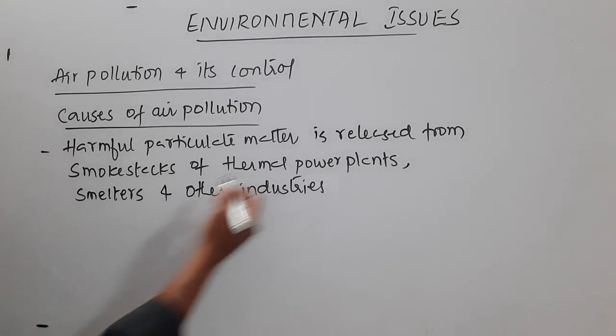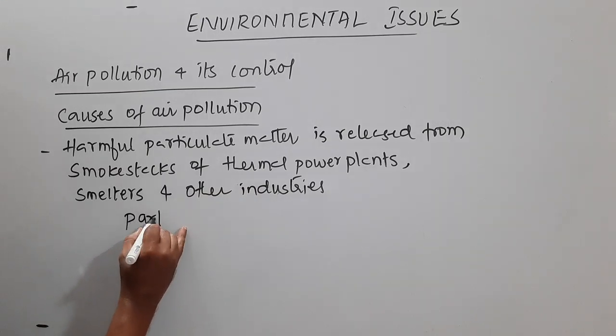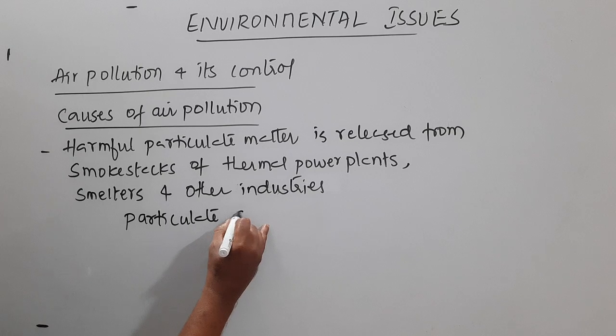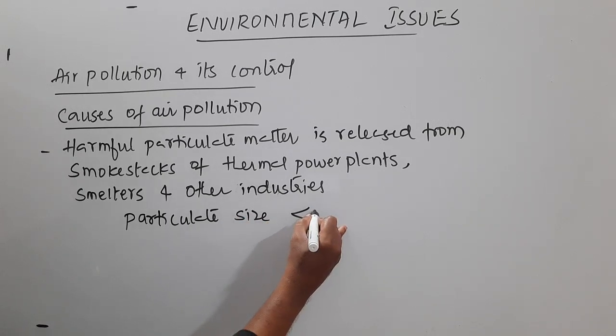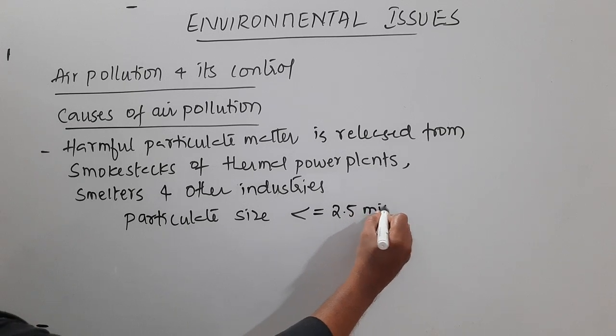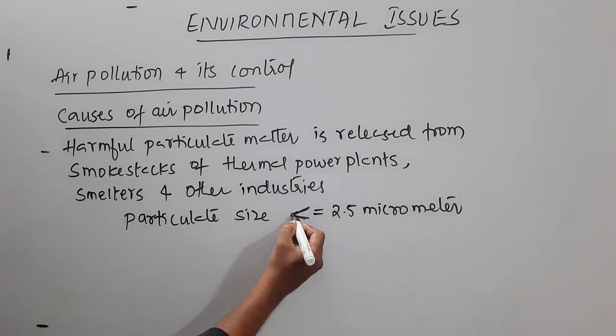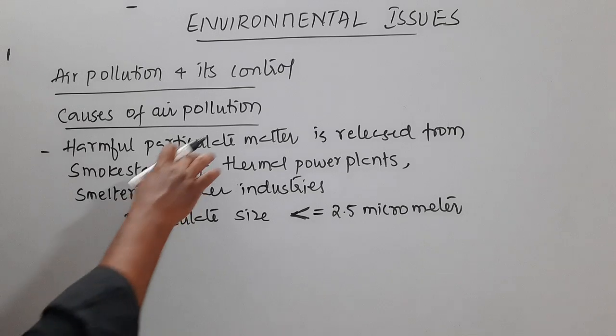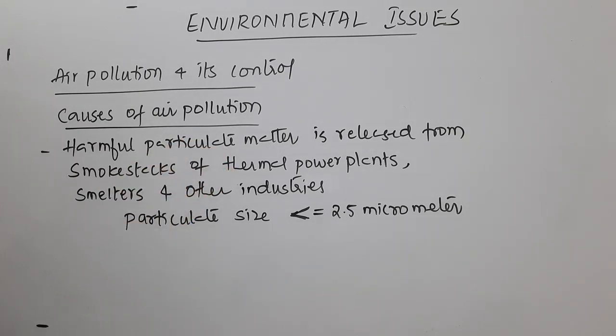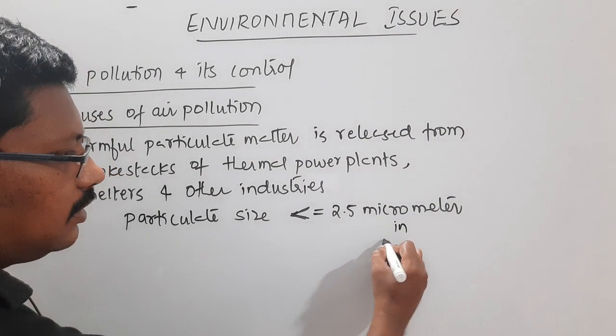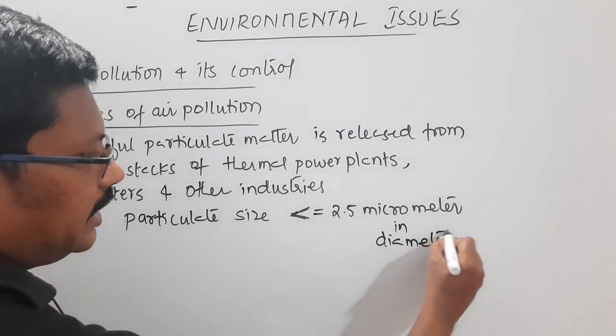So what is this particulate matter? Here we need to consider that the particulate size should be less than or equal to 2.5 micrometer. So any particle that is less than or equal to 2.5 micrometer in diameter is considered particulate matter, and this particulate matter causes a lot of damage to human health.